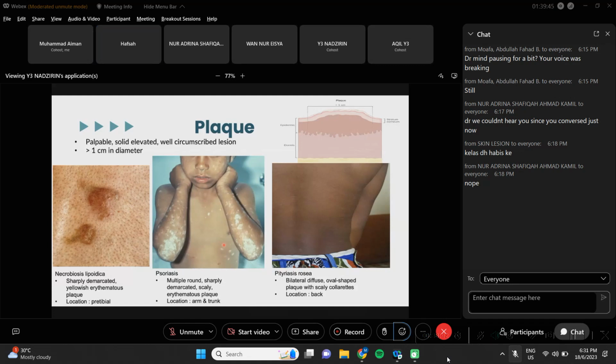You may have violaceous colored lesions, for example, heliotrope rash or lichen planus can be violaceous as well. Okay, so these are the different types of shapes and also colors that can help you to identify what the diagnosis is in the patient. Okay, any questions so far?